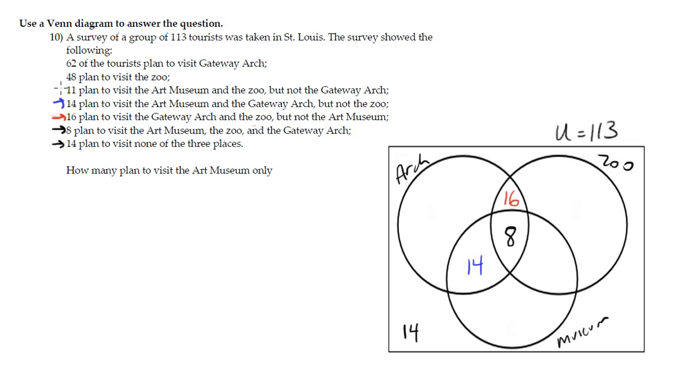Next. 11 plan to visit the art museum and the zoo, but not the Gateway Arch. So that's this region right here. That's my 11 people. Okay, 48 plan to visit the zoo. Here's the zoo now. I have 19 and 16 people in there already. That's 35 people I have in there already. 48 minus 35, I believe that's 13 people there.